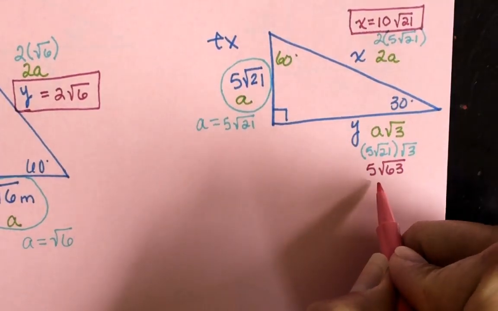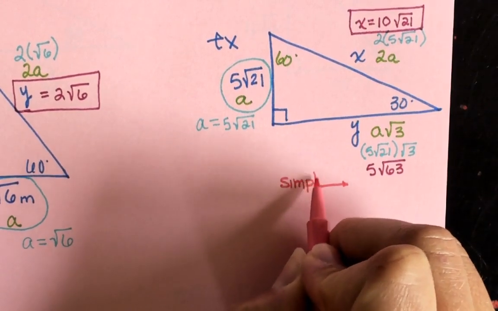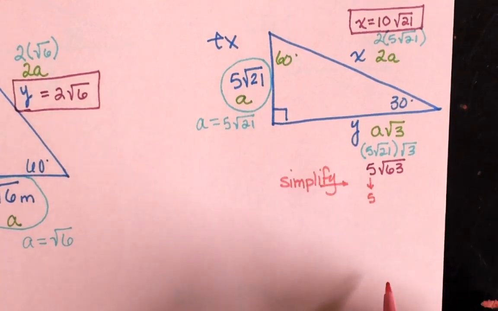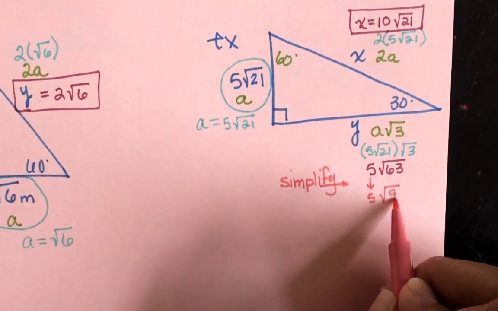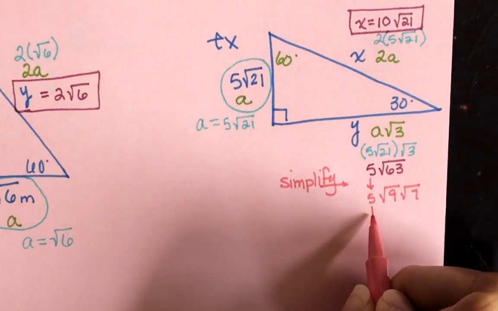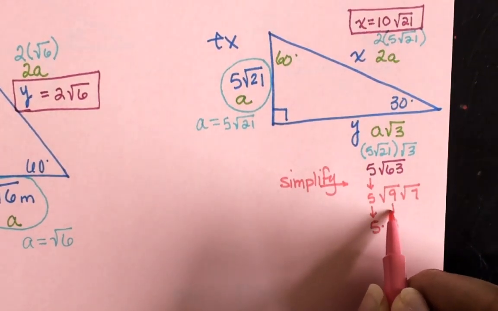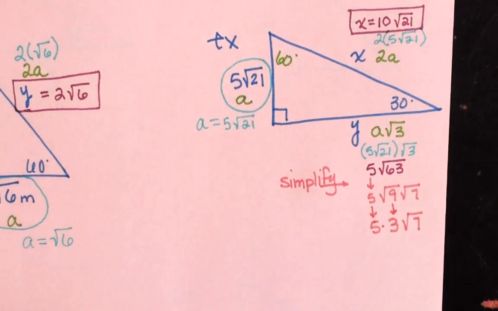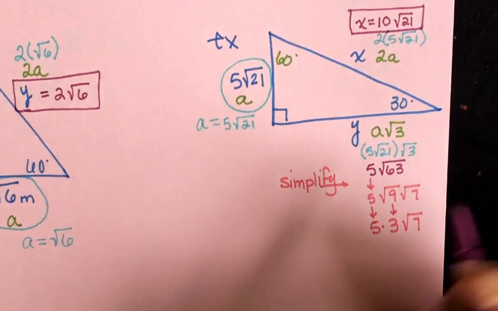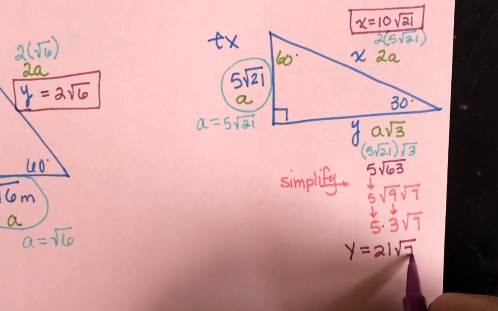So when we break this down and simplify, we have to make sure that we bring down our 5, but this is now going to be 9 times 7. So that radical 9 times 7. When we bring down our 5, 5 times 3, and then our radical 7. So our final answer for y is 21 radical 7.